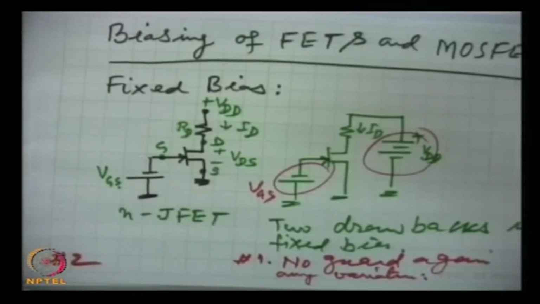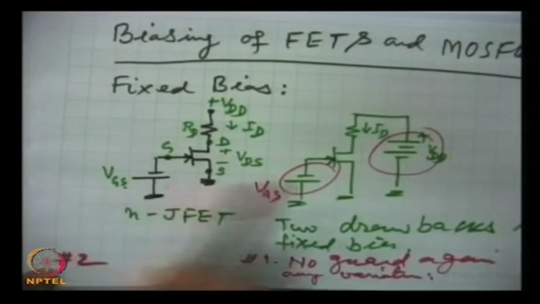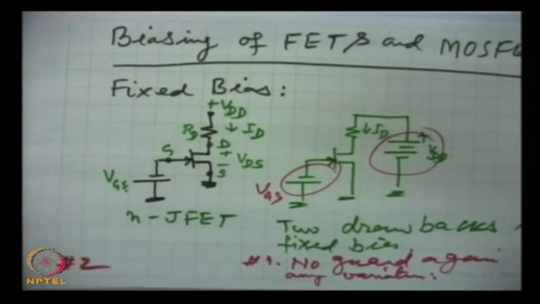This is fixed bias. Here the biasing voltage is independent of any kind of variations, either in the temperature of the circuit or in the device parameters. The most important device parameter is transconductance, which has some dependence on temperature, or it may change because of the aging effects. So, this is one reason. Another reason is the use of two batteries. So, fixed bias is not used.